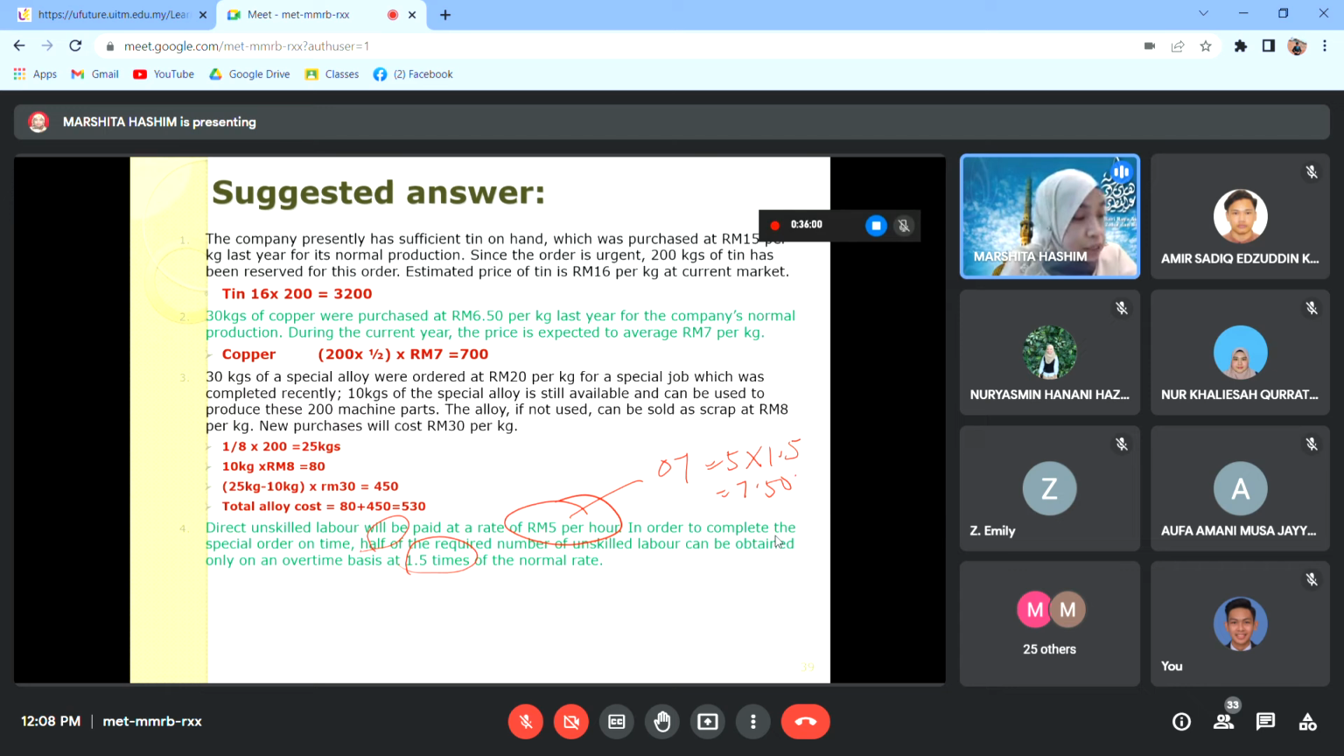Okay, so direct skilled labor, 1 unit requires 3 hours. So you produce 200, which means 600 hours in total. Hours required is 600 hours. Half means 300 hours. You pay them salary at 5 ringgit. Another half, you pay them overtime, at overtime pay of 7 ringgit 50 cents.